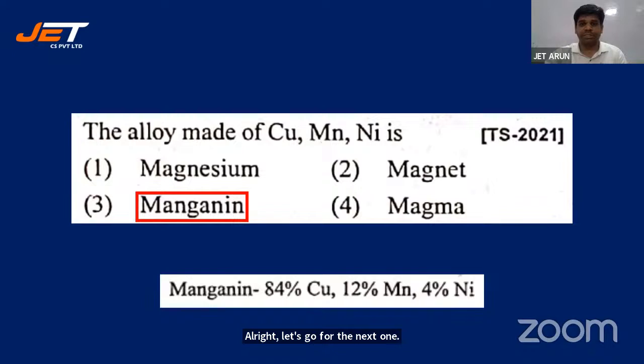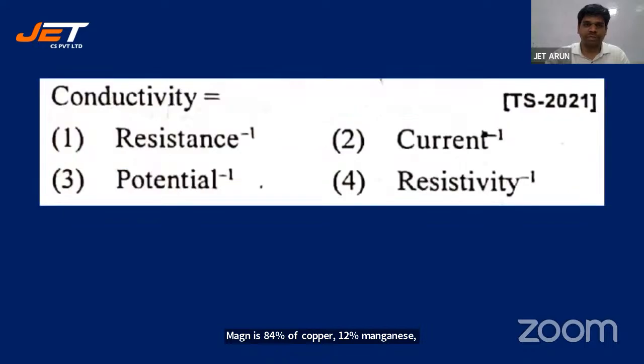Okay, here are given the percentages. If your memory is good enough, you can also remember these percentages. Manganese is 84% copper, 12% manganese, 4% nickel. All right, let's go for the next one. Conductivity is inverse of resistance, inverse of current, inverse of potential, inverse of resistivity.